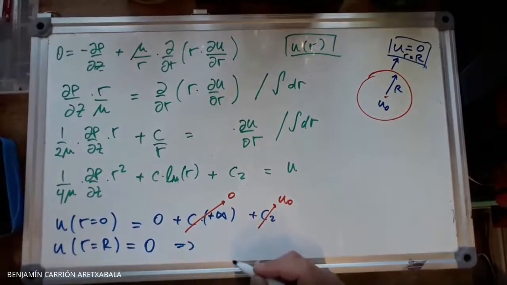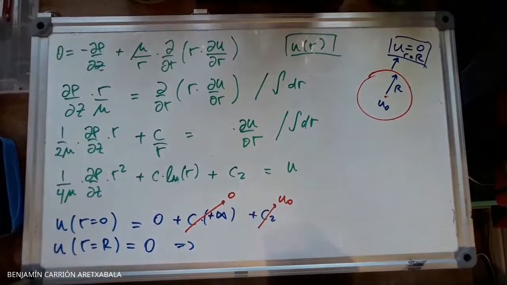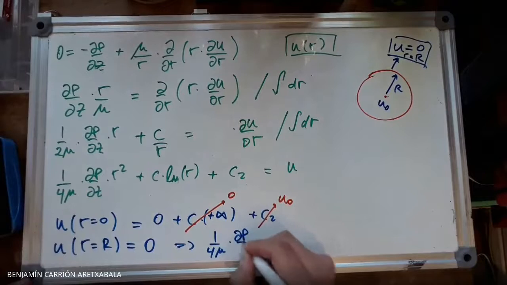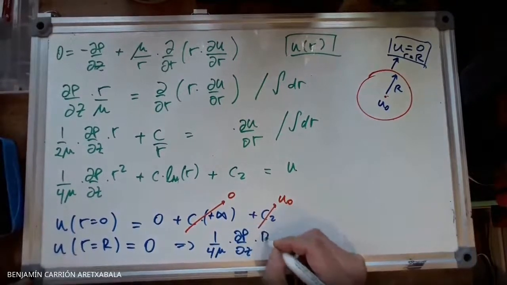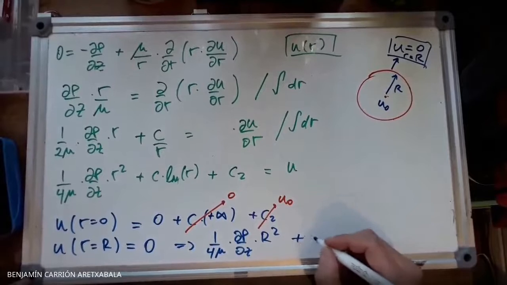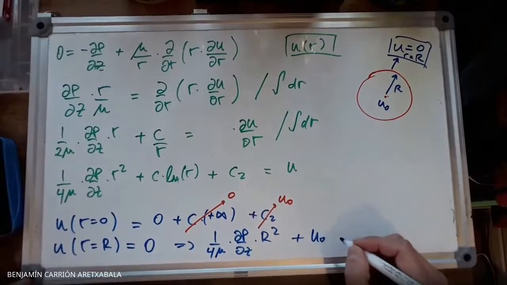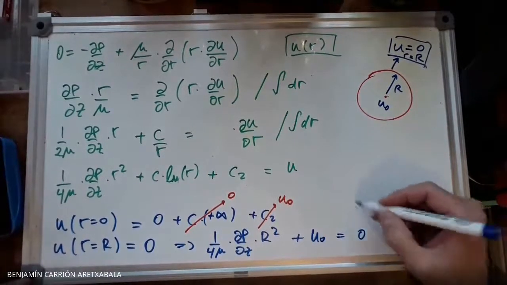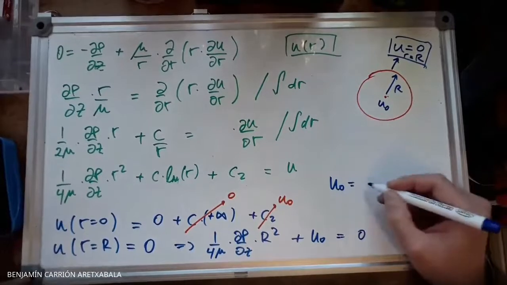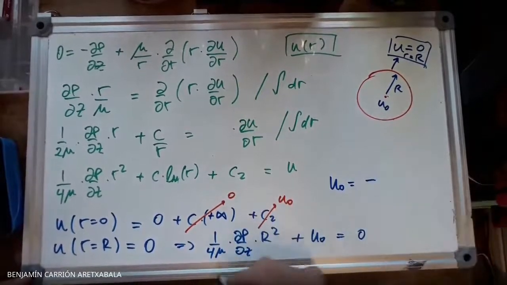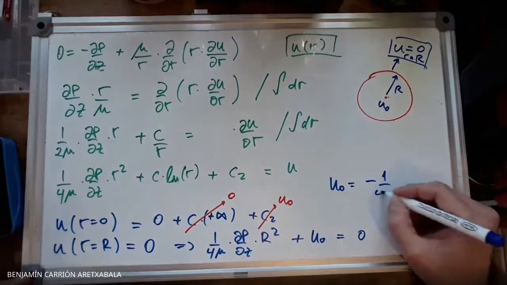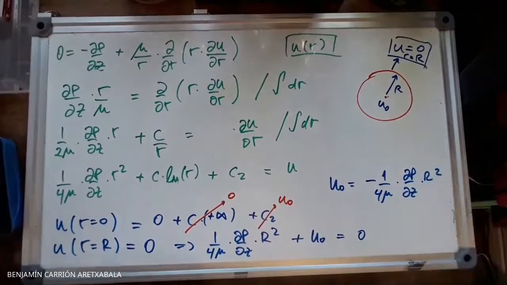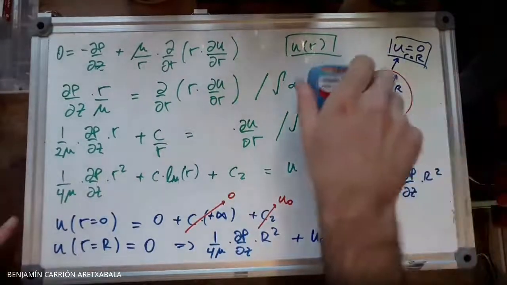That means that 1 over 4 mu dp dz times big R square plus u naught has to be 0. So from here, u naught has to be minus this chunk, right? Minus 1 over 4 mu dp dz R square.